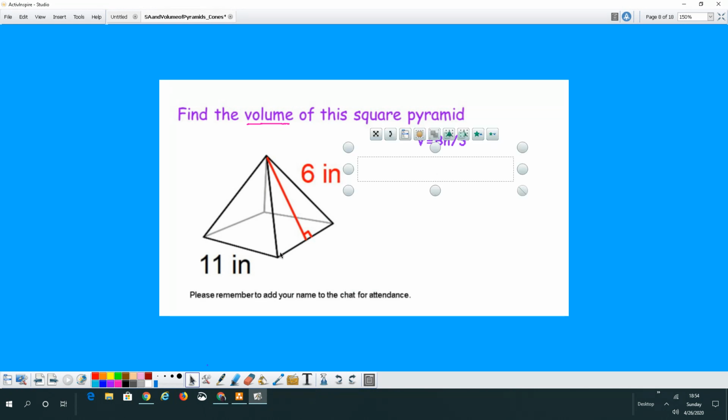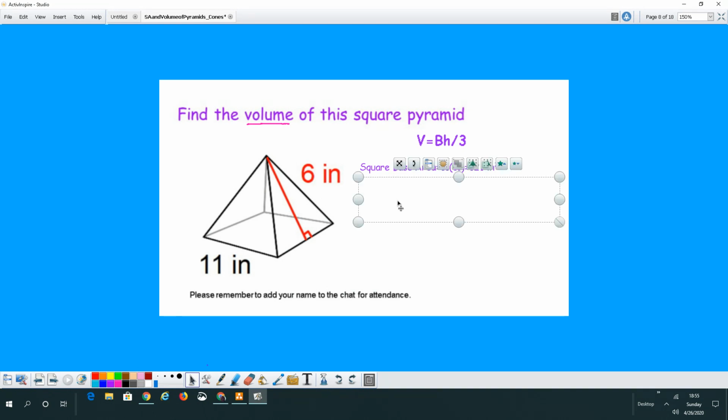So we have a square base. Again, we're looking at the square base, and we did this before. Our square base is going to be 11 times 11, which is 121 square inches. And then the height of this thing, how do we find the height of this? Well, to find the height in this case, we're going to have to do a little bit of work. And yeah, I did say work. What we need to do is remember that we need to find the height.